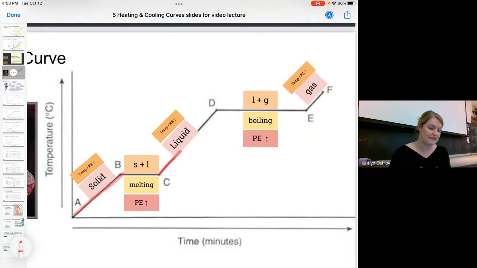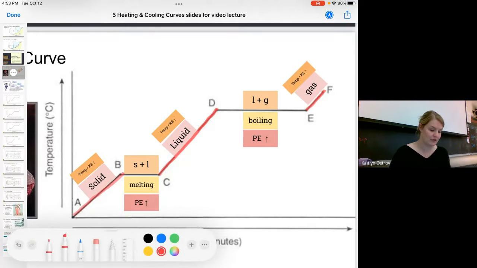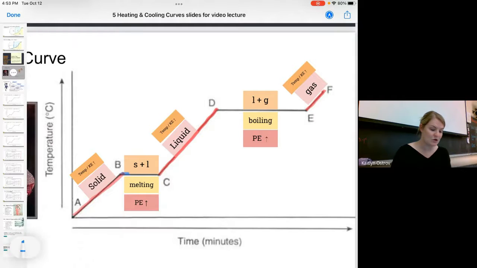This slope here from C to D, we are purely in the liquid phase. Temperature and kinetic energy are going up. And then from E to F, we are purely in the gas phase. So in between, in those plateau regions, notice that the temperature is not changing. So that means that the kinetic energy is also not changing. During phase changes, the temperature or the kinetic energy does not change. However, the potential energy does change.